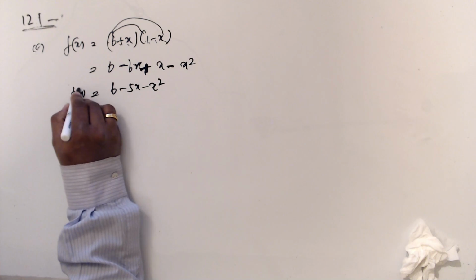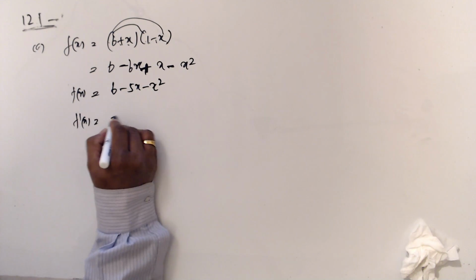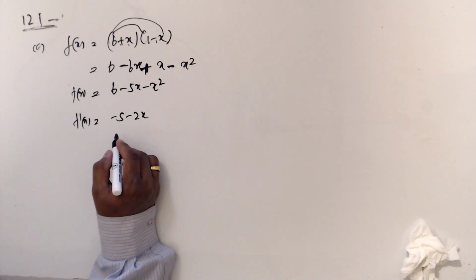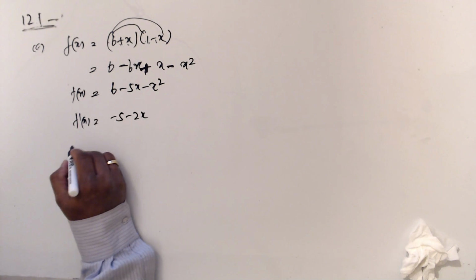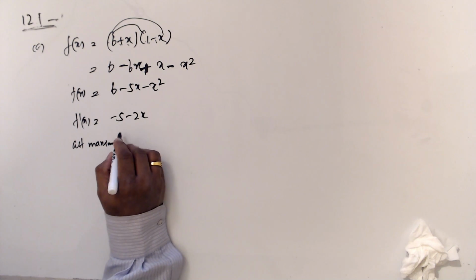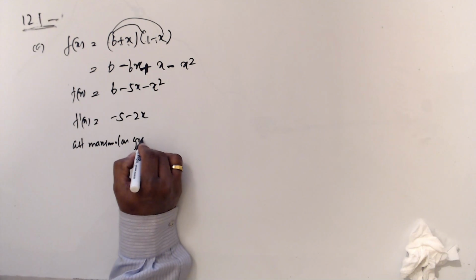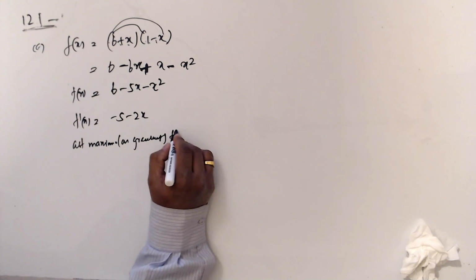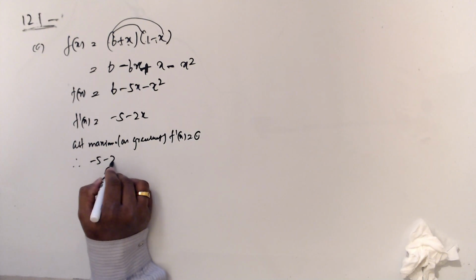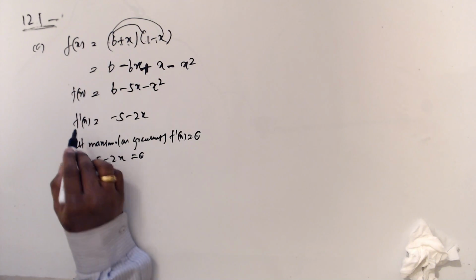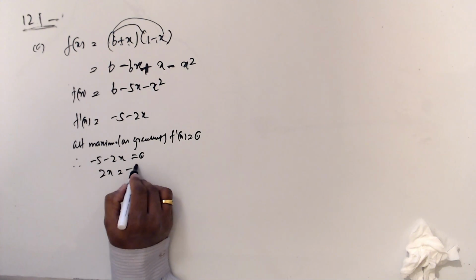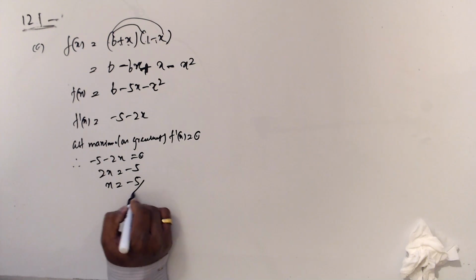This is f(x). Then f dash x is minus 5 minus 2x. Now at maximum or greatest, f dash x equals 0. Hence minus 5 minus 2x equal 0. So 2x equal minus 5, x equal minus 5 over 2.